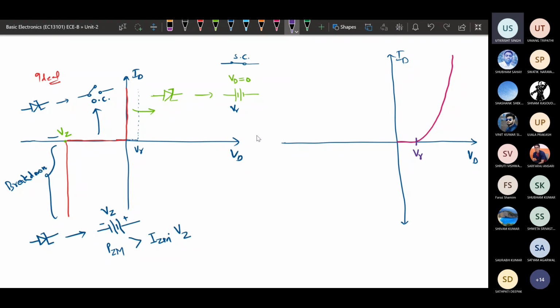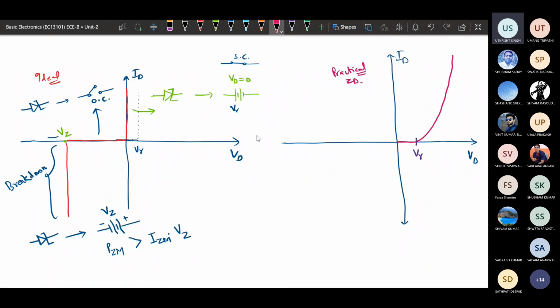So up to the knee voltage it will have zero current, and beyond that it will have a current that is exponentially increasing. So this is the practical case of the Zener diode. In forward bias, it will have zero current till the cutoff voltage, and beyond that it will have an exponential increase in current.